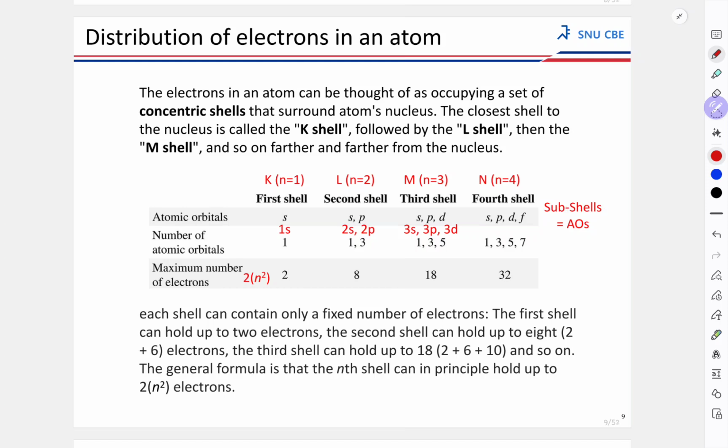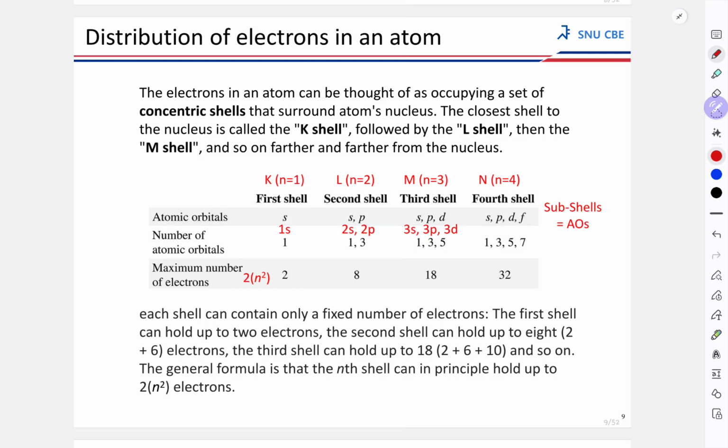And these are the numbers of the atomic orbitals. For the 1s orbital, you only have a single orbital. For 2s and 2p orbitals, you have 1 and 3 orbitals respectively. For 3s, 3p, and 3d orbitals, you have 1, 3, and 5 orbitals respectively. For f orbitals in the fourth shell, or N shell, you have 7 orbitals.